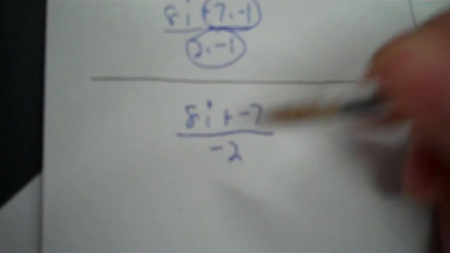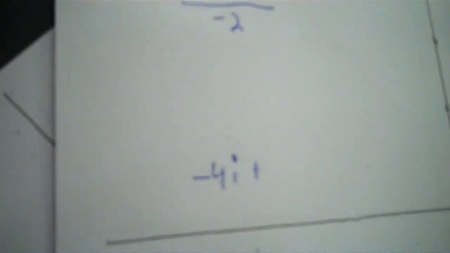So I divide both the imaginary number and the real number by -2. So you got -4i, and -7 divided by -2 is 3.5. I'm fine with decimals, just not those that go on forever.